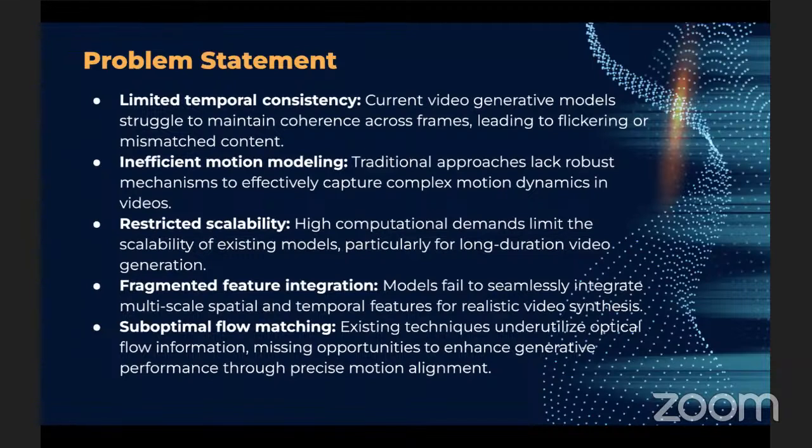Limited temporal consistency. Many models struggle to maintain coherence between frames, resulting in flickering or mismatched content, disrupting the visual flow. Inefficient motion modeling. Traditional methods often lack the sophistication to capture the complexities of motion dynamics, leading to unrealistic or unconvincing movements. Restricted scalability. Generating high quality and long duration videos demands significant computational resources, limiting the practicality of many existing models.